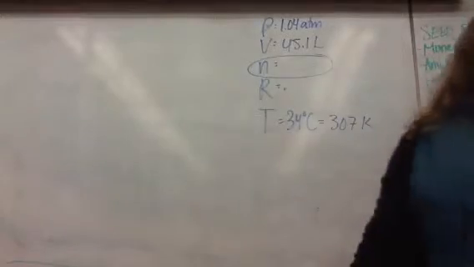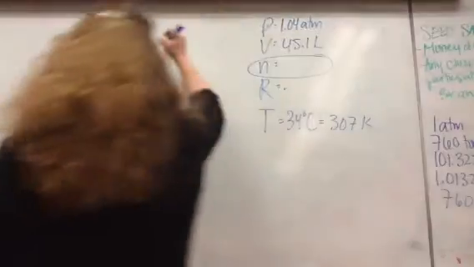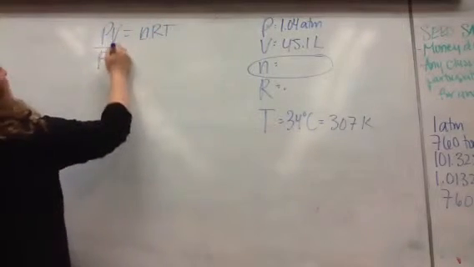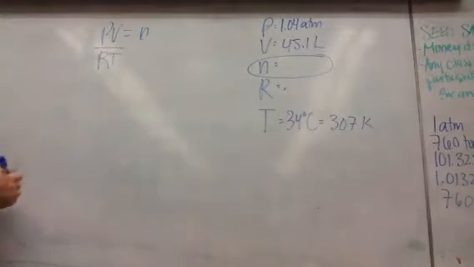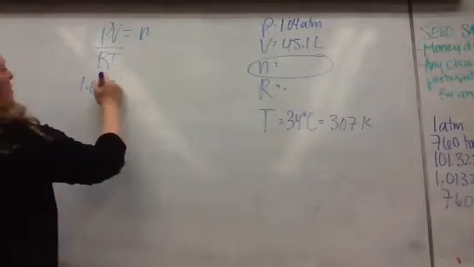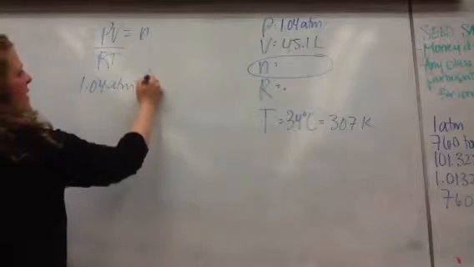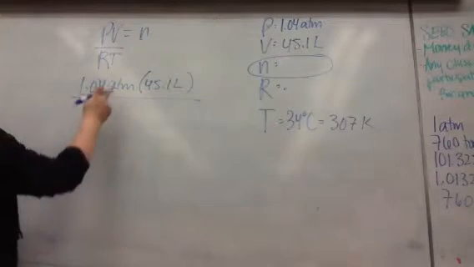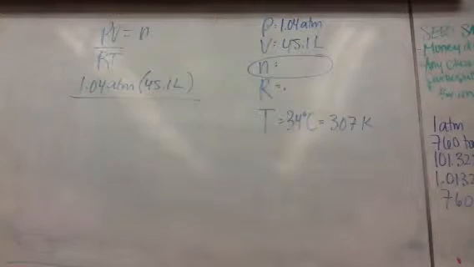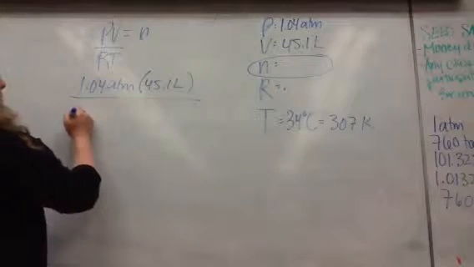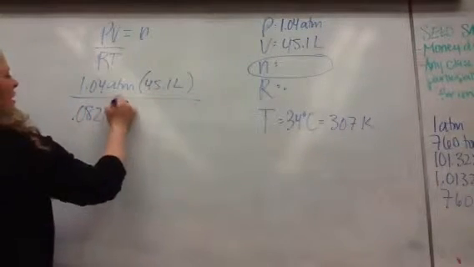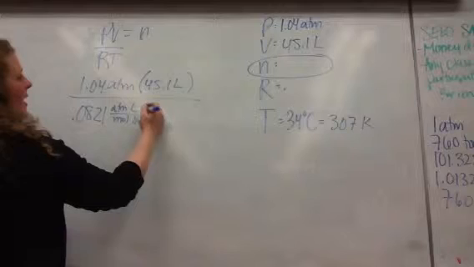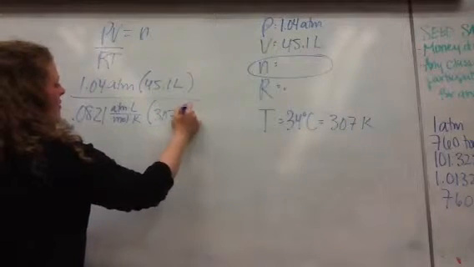Okay, after the FIP. So if we figure out n, PV equals nRT, let's solve for n. Divide both sides by RT. Well, that was easy. So 1.04 atm times 45.1 liters divided by our ideal gas constant. We're in atm, so what ideal gas constant are we going to use? 0.0821 atm liters over mole Kelvin times 307 Kelvin.